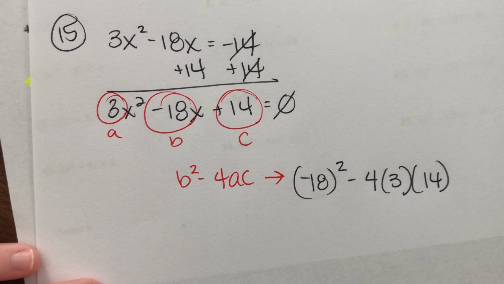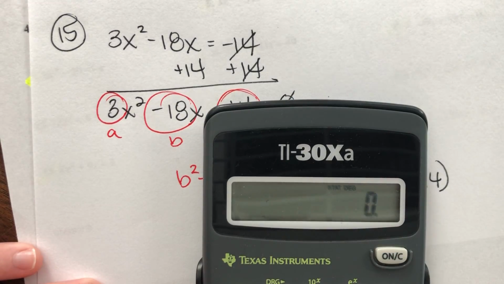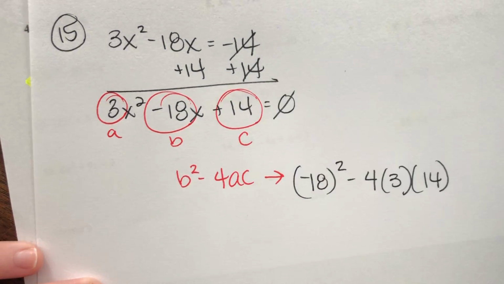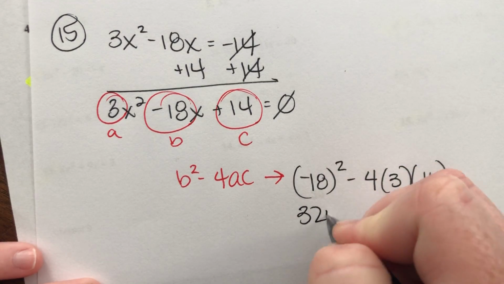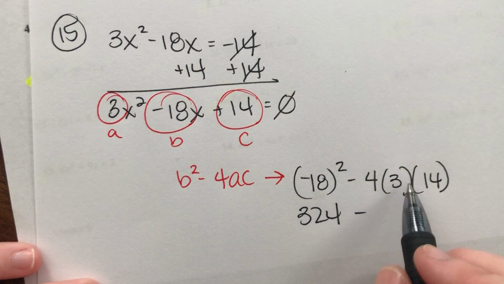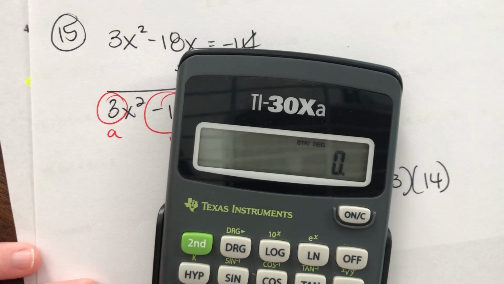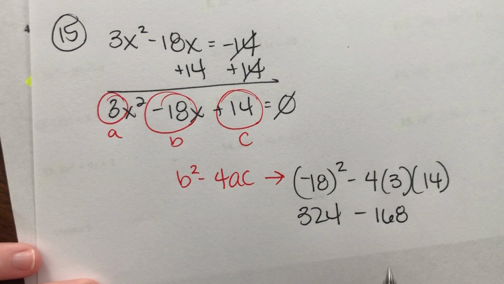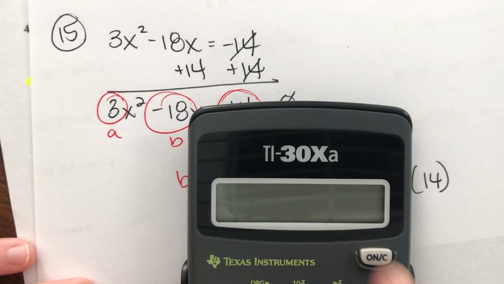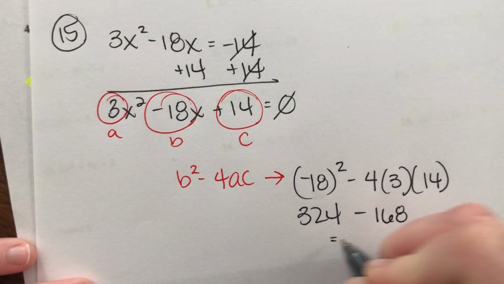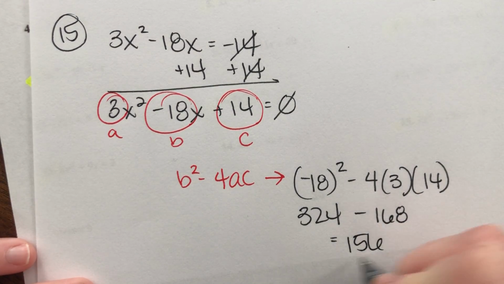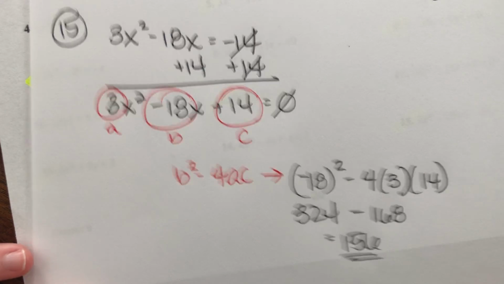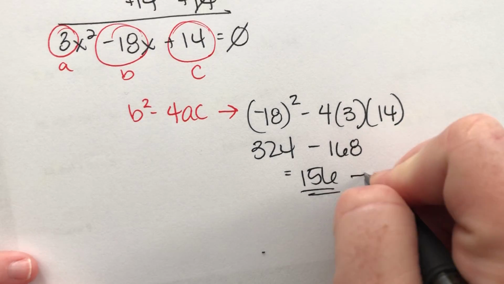So negative 18 squared, I have to use my calculator, is 324. I think I had that one earlier. 4 times 3 is 12. 12 times 14 equals 168. And 324 minus 168 is going to be positive 156. So since it is positive, we're going to have 2 real solutions.